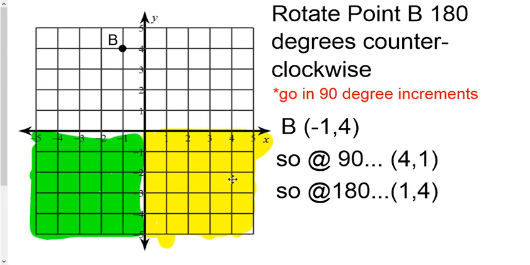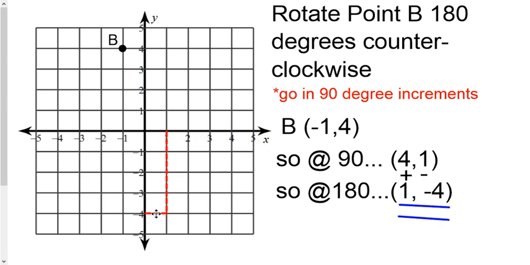And now, since we have rotated it 180 degrees, so here we go, 90, 180, we're here, we want to use the yellow quadrant signs for the 1, 4. It will be a positive x, and it will be a negative y. So let's go graph 1, -4, and it puts B prime right there.